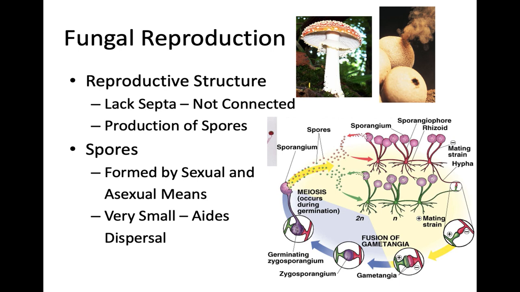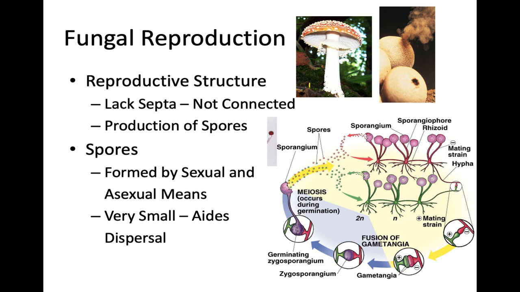If the two cells that meet each other are compatible, and actually in fungi they don't even have to be the same species. Sometimes they can be different species, which makes it really hard to study the genetics of fungi because they will just mate with other species all the time. But for the most part, the thing that makes two cells compatible is that they are the same species.